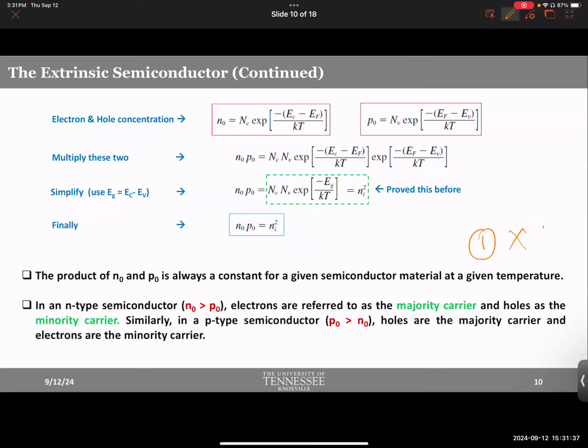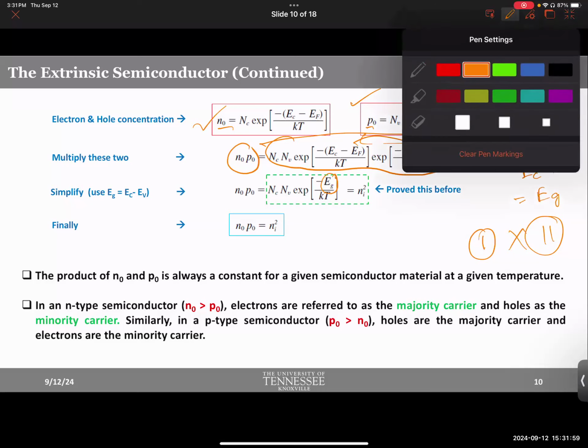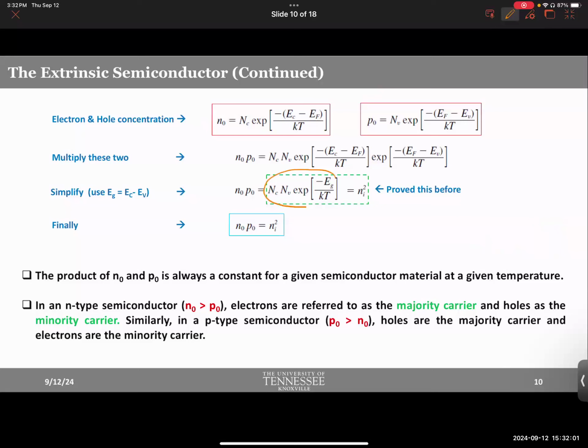Multiply equation 1 with equation 2. Simple, just math. And you end up on the left-hand side with N0 P0. On the right-hand side, you do some math. You merge these two exponents together. You end up with the band gap, EG, right? I mean, you'll end up with a situation where you have EC minus EV and you replace that with EG. EC minus EV is basically the band gap. So you get this equation.